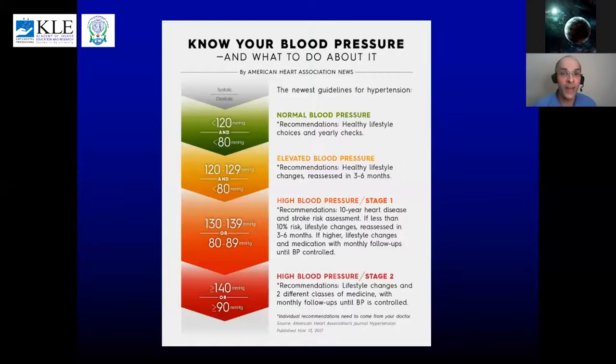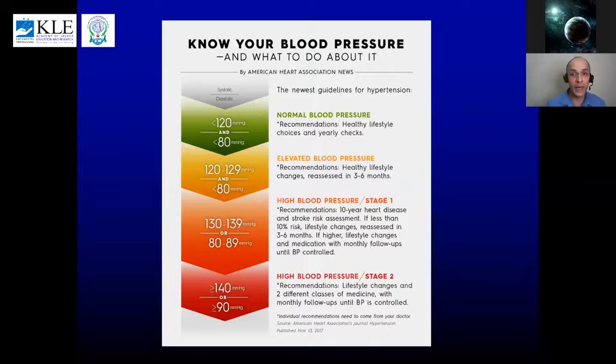However, if your risk for having a cardiovascular event is greater than 10%, along with blood pressures of 130 to 139 or 80 to 89 diastolic, we now recommend one antihypertensive medication along with lifestyle changes, with monthly follow-ups to make sure that the blood pressure is really under 130, preferably under 120 over 80, but at least under 130, to really make sure that the blood pressure is managed.